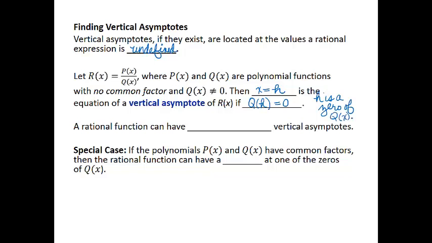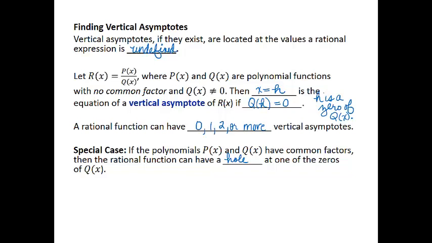Now, while we've seen a rational function like 1 over x or 1 over x squared only have the one vertical asymptote, a rational function can actually have 0, 1, 2, or more vertical asymptotes. It just depends on how many values make that denominator 0. There's a special case. If the polynomials in the numerator and denominator have a common factor, then the rational function can have a hole at one of the zeros rather than a vertical asymptote, and one of our examples will illustrate that.